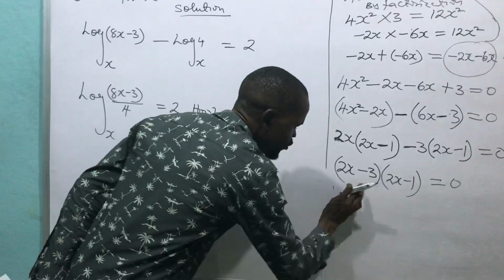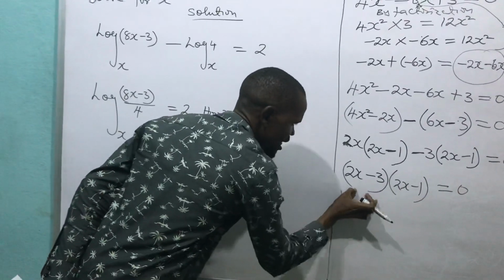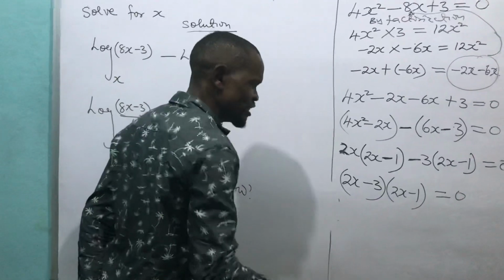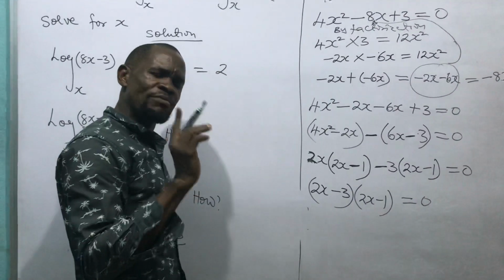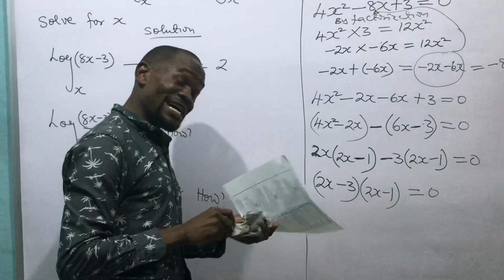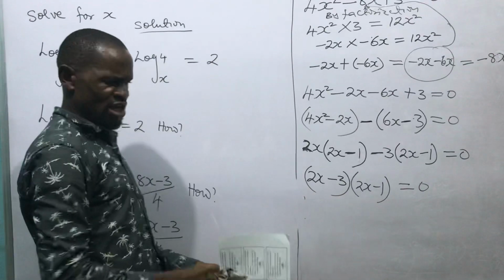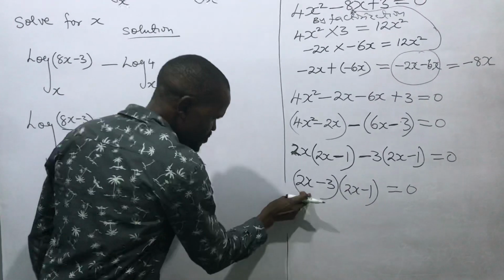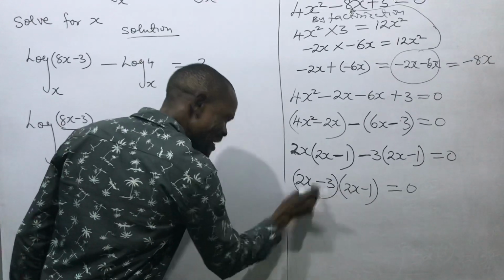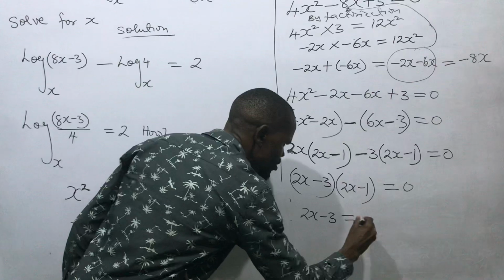Then this will now give me that for these two things to multiply themselves, the answer is 0. This and this multiplying themselves, the answer is 0. For two things to multiply themselves and the answer becomes 0, it means that one of them must be 0. Either this is 0 or this is 0, because anything multiplied by 0 is 0. Therefore, either this is 0, I have 2x minus 3.